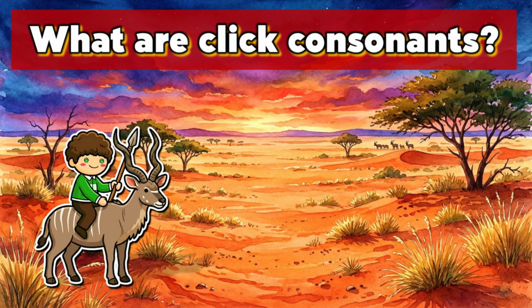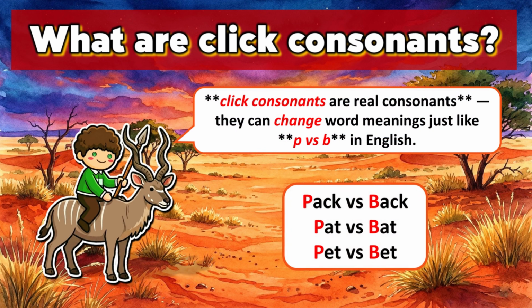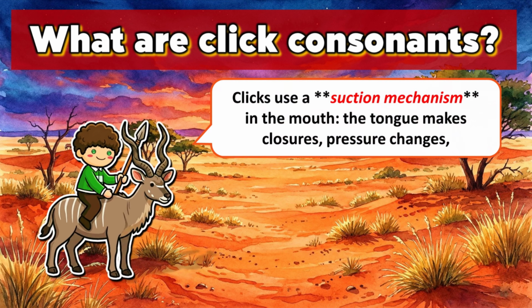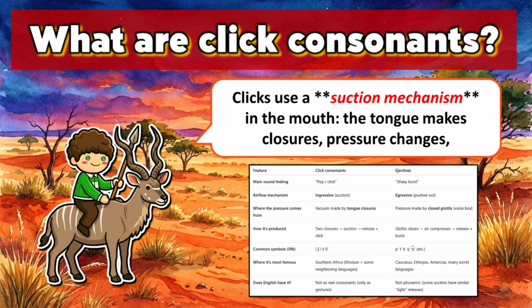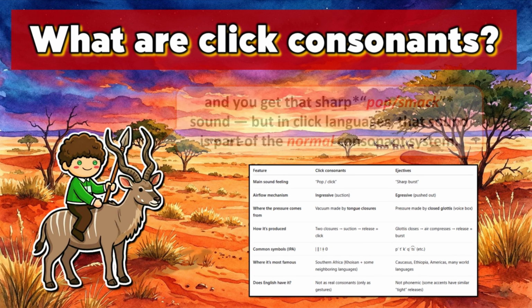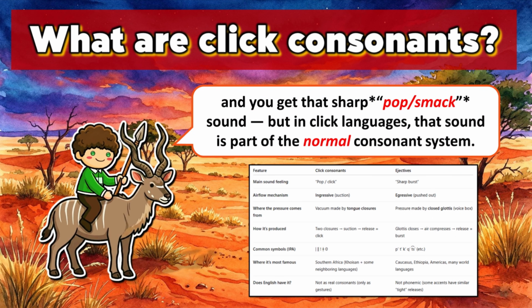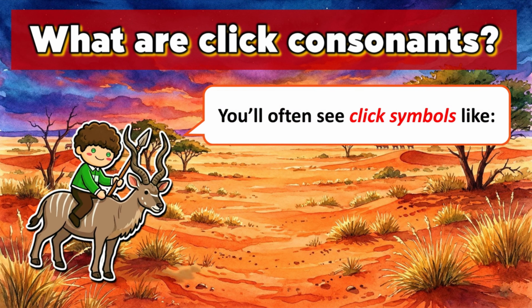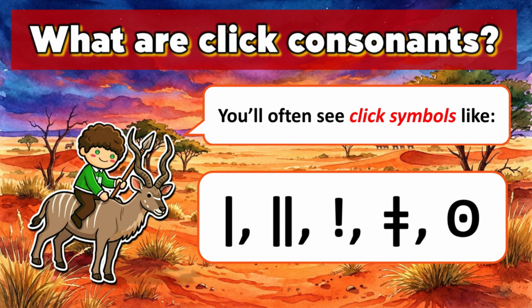Now, the fun part. Click consonants are real consonants. They can change word meanings, just like P versus B in English. Clicks use a suction mechanism in the mouth. The tongue makes closures, pressure changes, and you get that sharp pop or smack sound. But in click languages, that sound is part of the normal consonant system. You'll often see click symbols like these represent different click types.